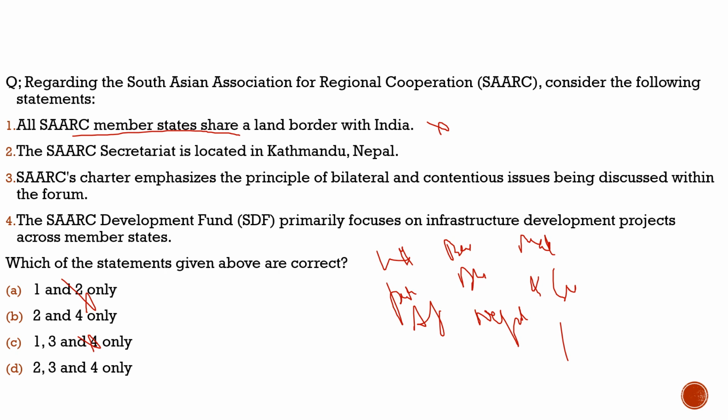The third statement says the SAARC Charter emphasizes the principle of bilateral and contentious issues being discussed within the forum. Totally incorrect. It does not emphasize that. In a way it says that we should move away from it. They should not be discussed in the forum. So the third statement is incorrect. We can eliminate option C and option D. We are left with option B only, that is 2 and 4. That would be the correct answer. For the information's sake, let's look at statement 2. It says the SAARC Secretariat is located in Kathmandu, Nepal. 100% correct.